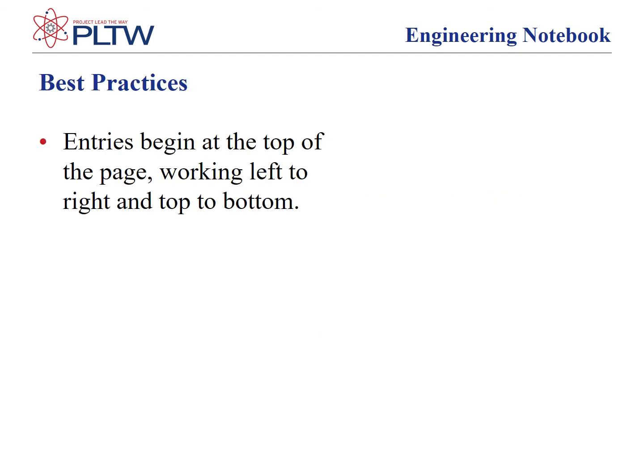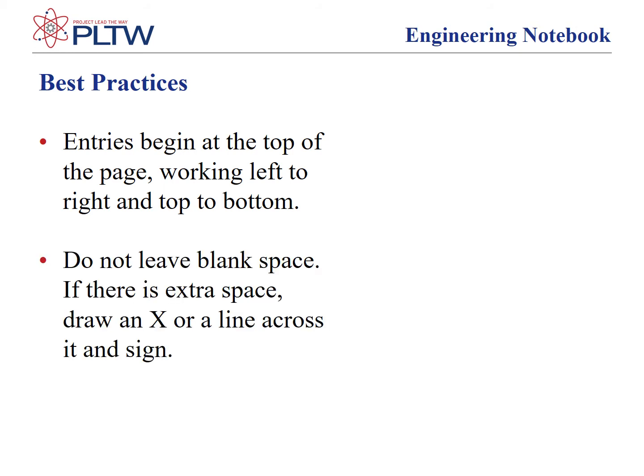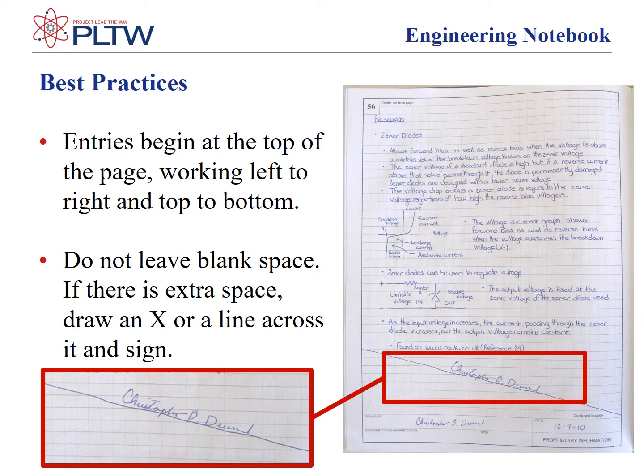So entries begin at the top of the page, working from left to right, top to bottom, just like we would do anything else. We do not leave blank space if at all possible. If there is extra space that you just really don't feel comfortable starting something new, you would put an X across it, as you see in the example there, and you would sign that space so that someone else can't come along and add to what you've already done and accuse you of doing something wrong. Again, it's a legal document and all space must be used up, and we must show that nothing was added or taken away in any way.